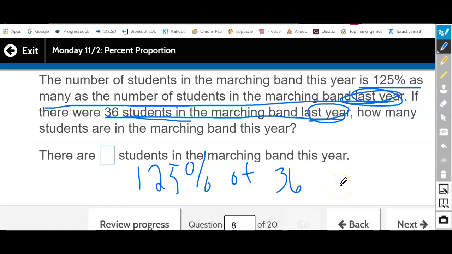What'd you get? 45. Because we have to change this percent to a decimal. That's 1.25 times 36. Remember, 100% would be 36, right? So 125% would just be slightly more. 45 seems reasonable.